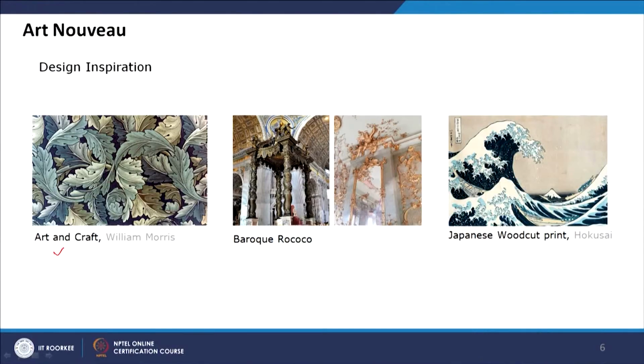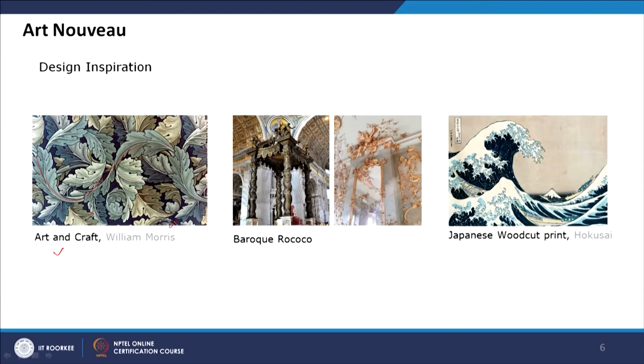So here in the design inspiration, definitely the art and craft movement, this is an art and craft movement textile designed by William Morris, because the art and craft movement and Art Nouveau were parallel, so they took inspiration from both. The art and craft movement took inspiration from Art Nouveau, and Art Nouveau also took inspiration from the art and craft movement, and you can see the biomorphic curvilinear pattern which was there.